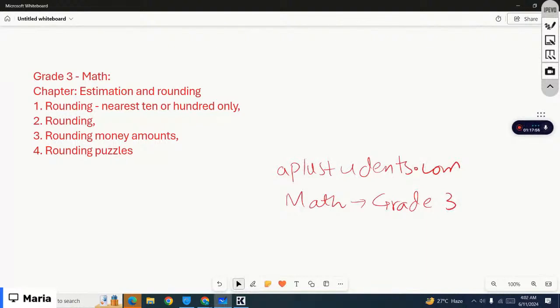Let's just start with the chapter estimation and rounding. The lessons we're going to cover today are rounding nearest 10 or 100 only, then rounding money amounts, and rounding puzzles.